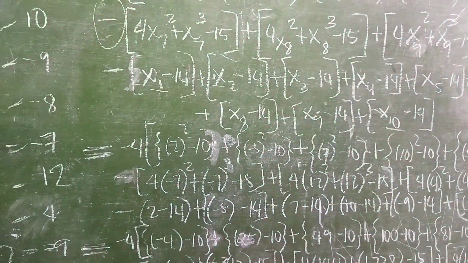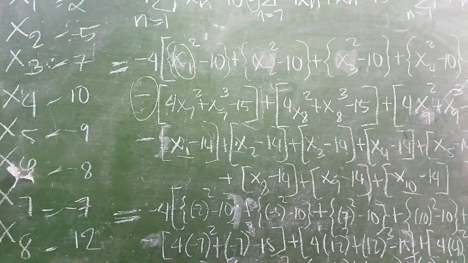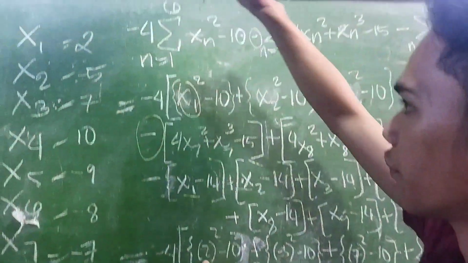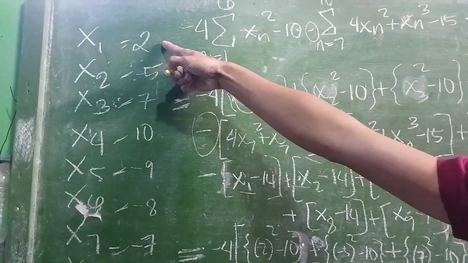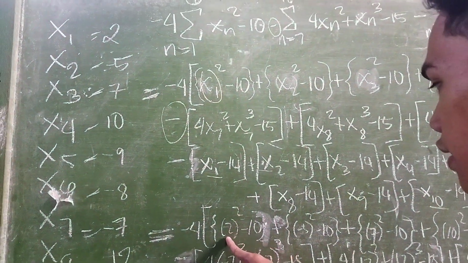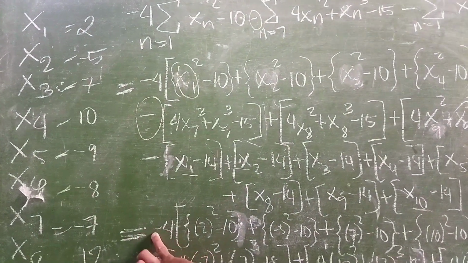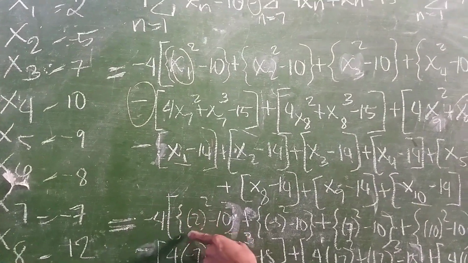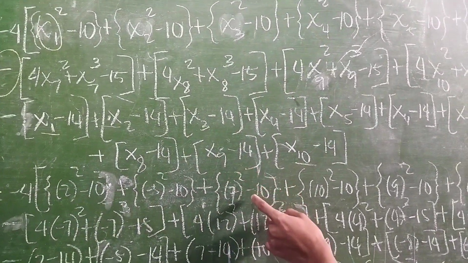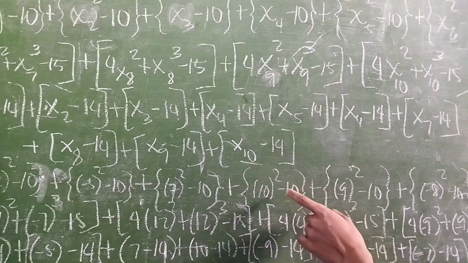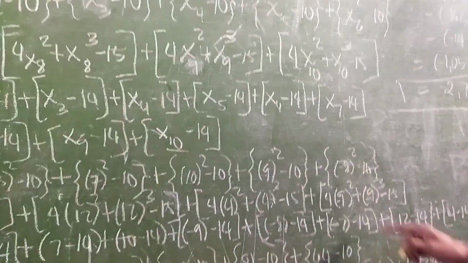Now we will replace all these corresponding x sub n with the value of each number. So since x sub 1 is equal to 2, we'll just replace it here. Then do the same and so on and so forth. So now it will be like this. Negative 4 times 2 squared minus 10 plus negative 5 squared minus 10 plus 7 squared minus 10 plus 10 squared minus 10 plus negative 9 squared minus 10 plus negative 8 squared minus 10.